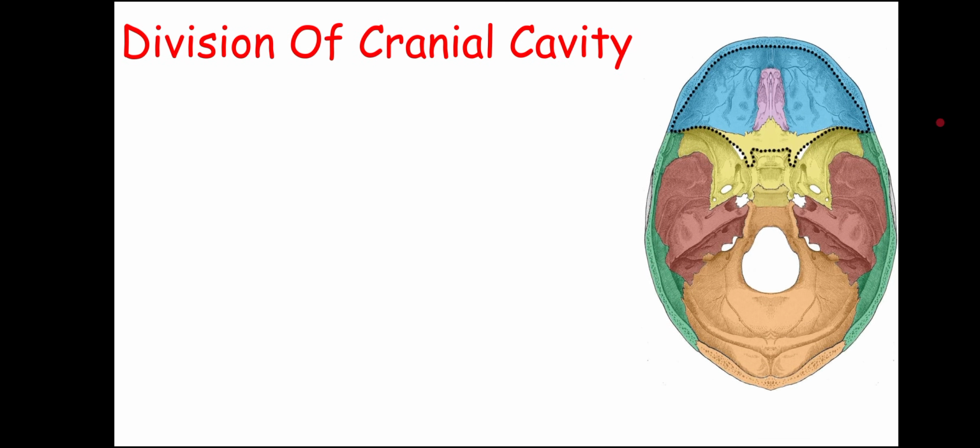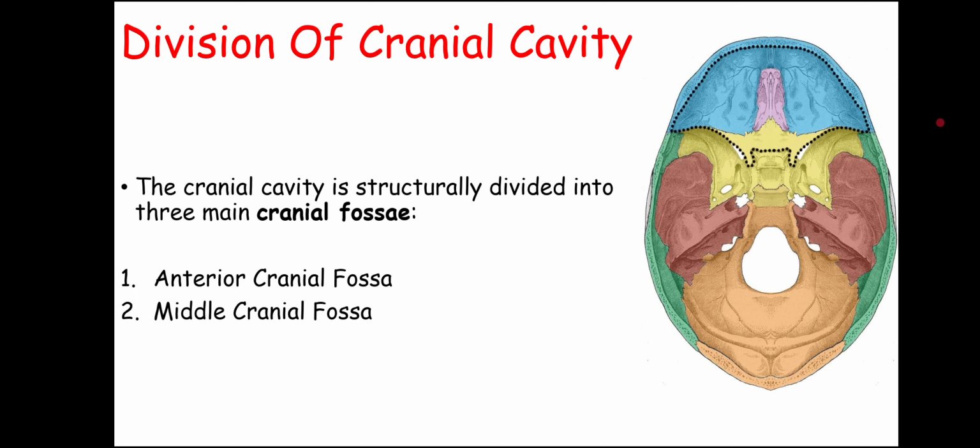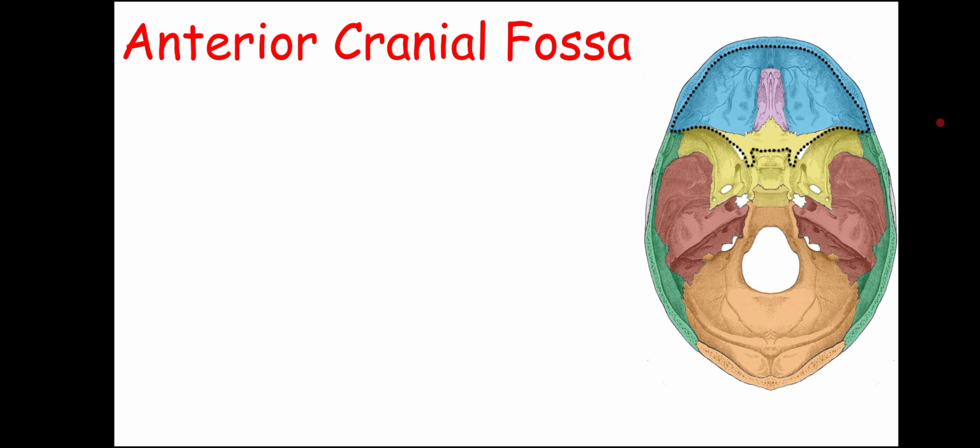Now let's talk about the divisions of the cranial cavity. The cranial cavity is structurally divided into three main cranial fossae. The first is the anterior cranial fossa, the second is the middle cranial fossa, and the third is the posterior cranial fossa. First, we will talk about the anterior cranial fossa.